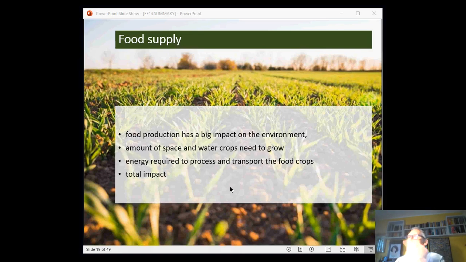So the idea of vertical farming, farming under artificial conditions, which have advantages and disadvantages, in some cases the advantages can be quite considerable.